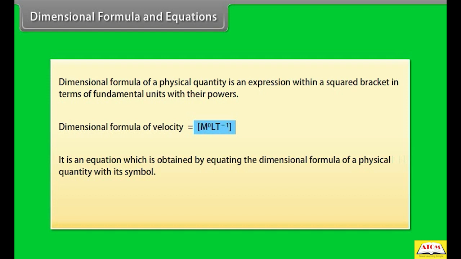A dimensional equation is obtained by equating the dimensional formula of a physical quantity with its symbol. Let us take an example. The dimensional equation of velocity is V is equal to [M^0 L T^-1].